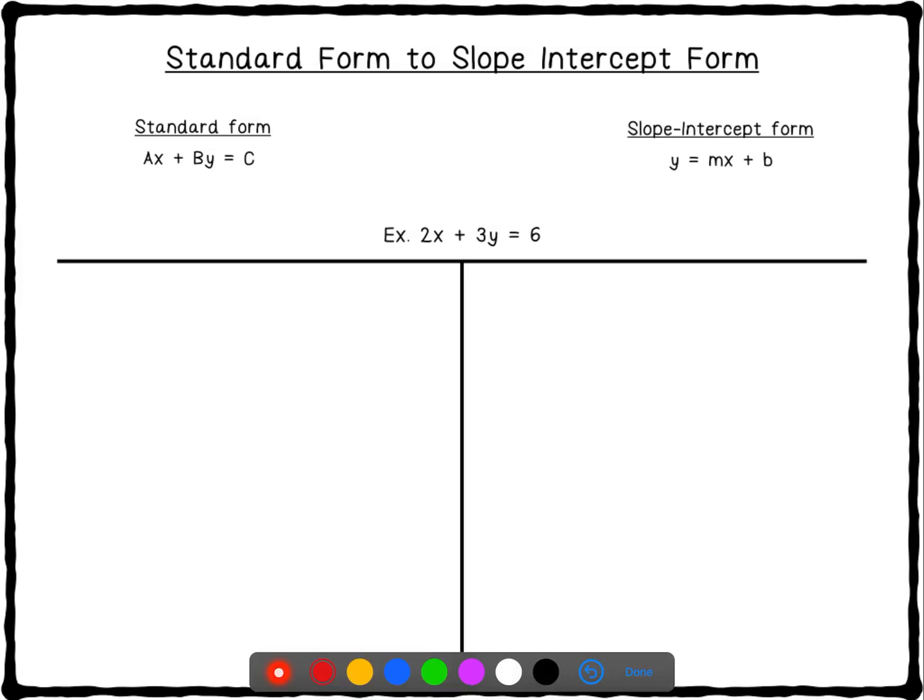Okay, today we're going to talk about how we go from standard form to slope-intercept form when we're talking about linear functions. Remember that standard form is ax plus by equals c, and slope-intercept form is y equals mx plus b. Remember that our m is slope and our b is the y-intercept.